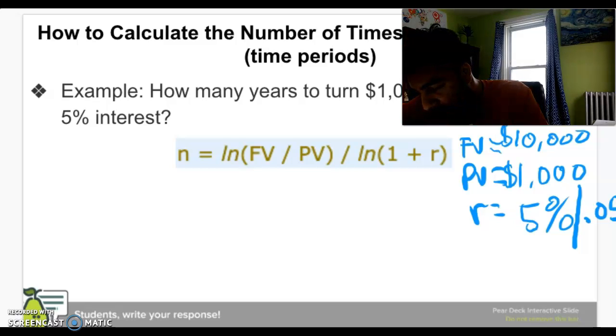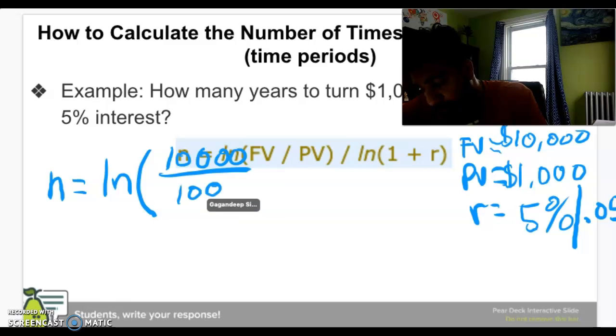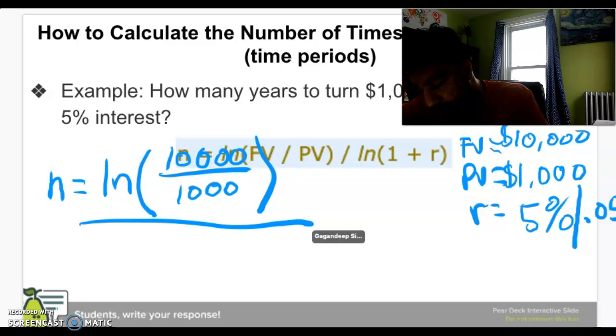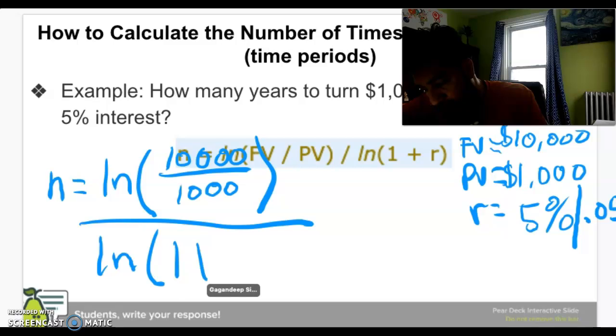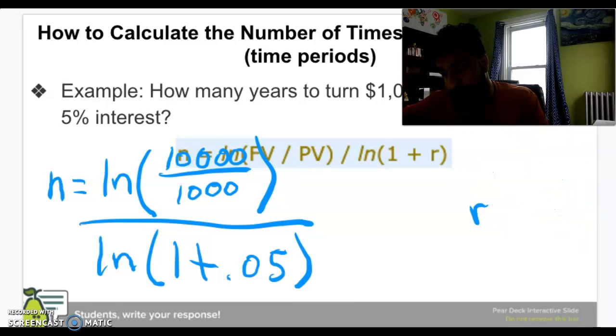All right, so we don't know what n is. I know ln of future value divided by present value, right? So I've got a future value of 10,000, a present value of 1,000, and we're going to divide all that by ln of 1 plus 0.05. Okay, and now again, I'm going to erase this from this side just because I'm running out of room here.